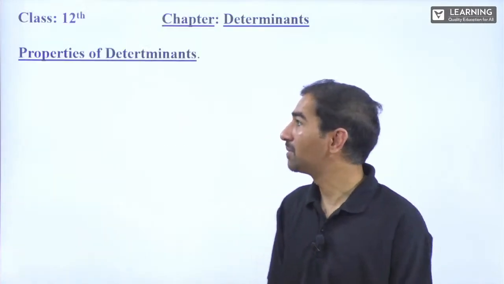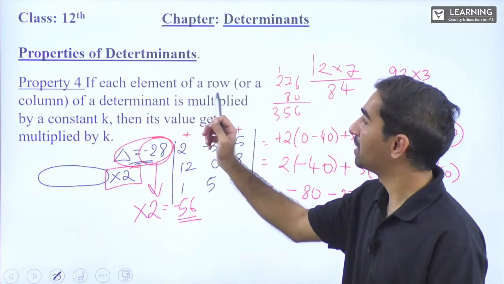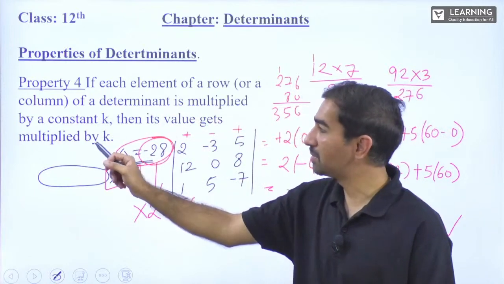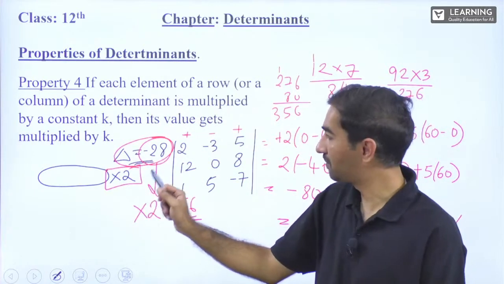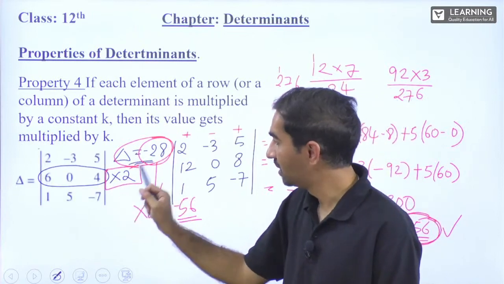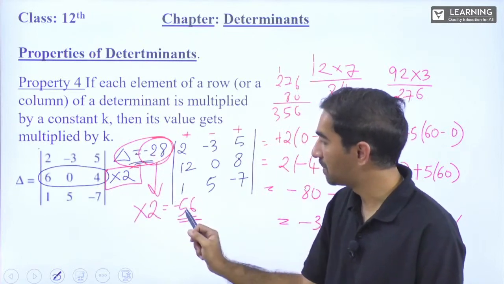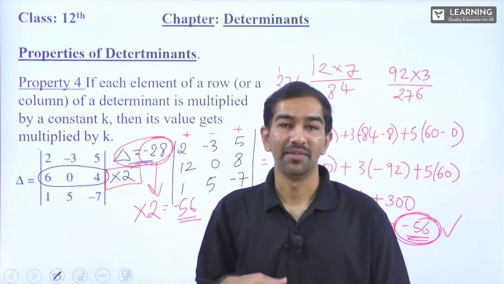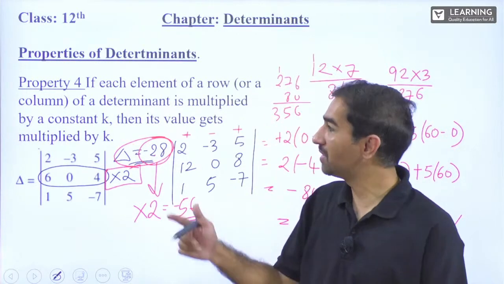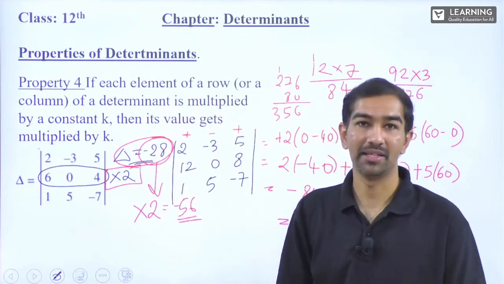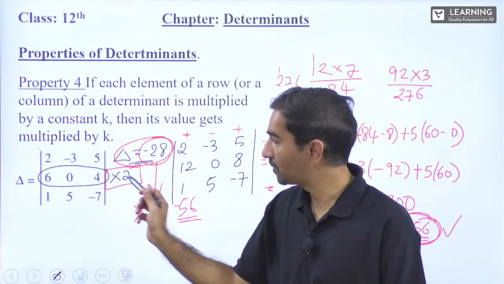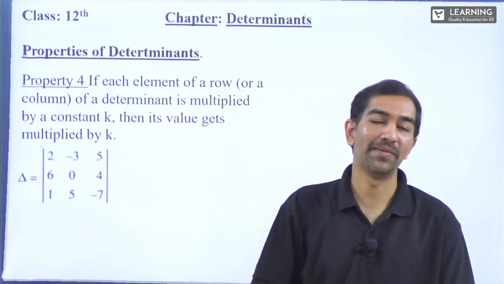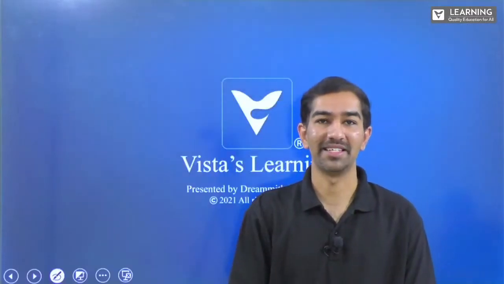Coming to the very last property, if each element of a row of the determinant is multiplied by the constant k, then the value of it gets multiplied by k again. So if you multiply this row by 2, then the value of the determinant also gets multiplied by 2. So all the 4 properties we have seen with examples. Also we have seen if we commit a very small mistake in the process of finding out the determinant, the answer will not be correct. So be careful when we are doing determinants. Take care of the signs.